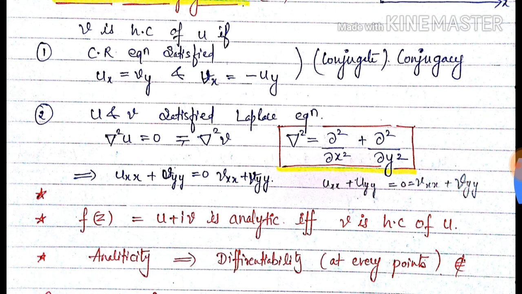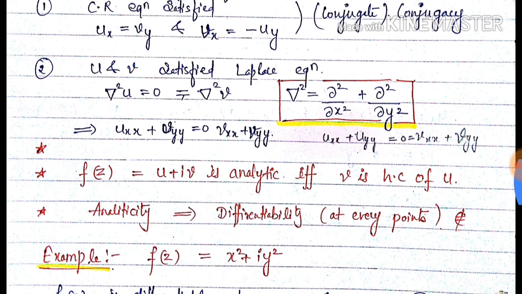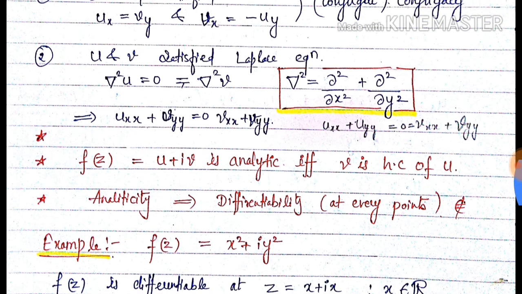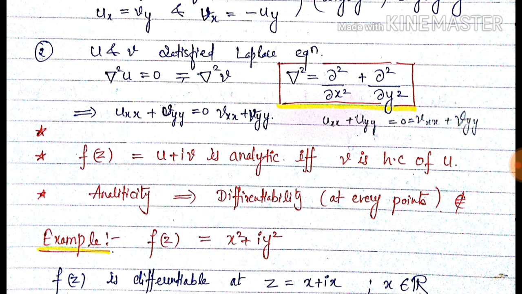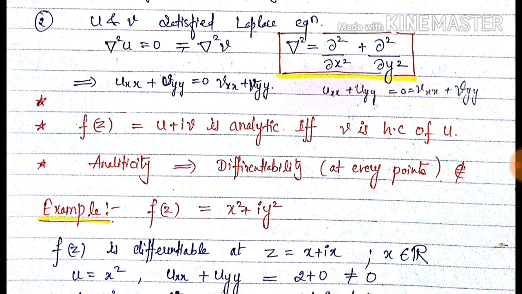The second one is that u and v satisfy the Laplace equation. So for harmonic conjugates you have to learn what the Laplace equation is. Del square u equals 0, which equals del square v. On combining, del square u is del square u by del x square plus del square u by del y square, where uxx represents the double derivative with respect to x of u, and uyy the double derivative with respect to y, which equals 0. Similarly for the function v, where u is the real part and v is the imaginary part of the complex function. So these two are the important Laplace equations.